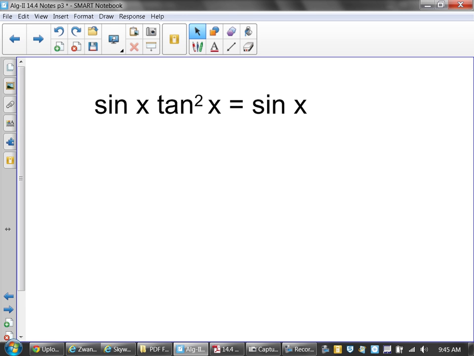So let's do the same idea here. What I want to do is solve this for its general solution. Okay? I want to solve this for its general solution. Now, when I'm looking at this right now, I've got sine times tangent squared is sine of x.